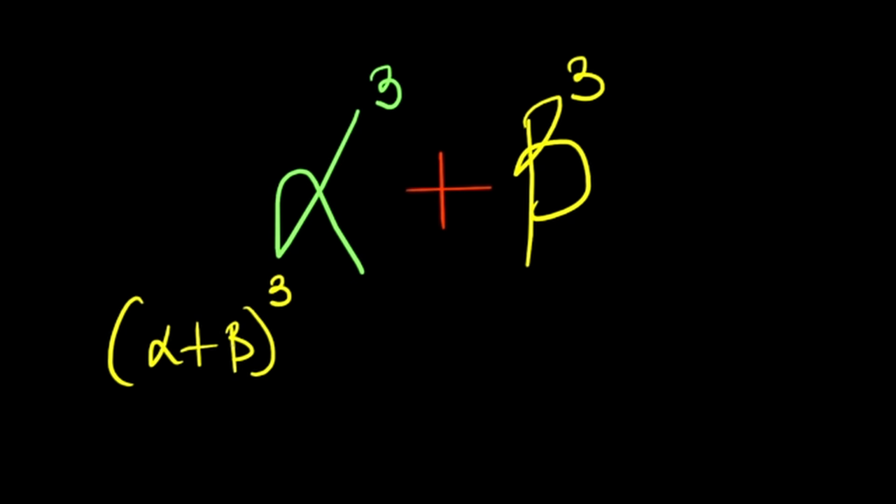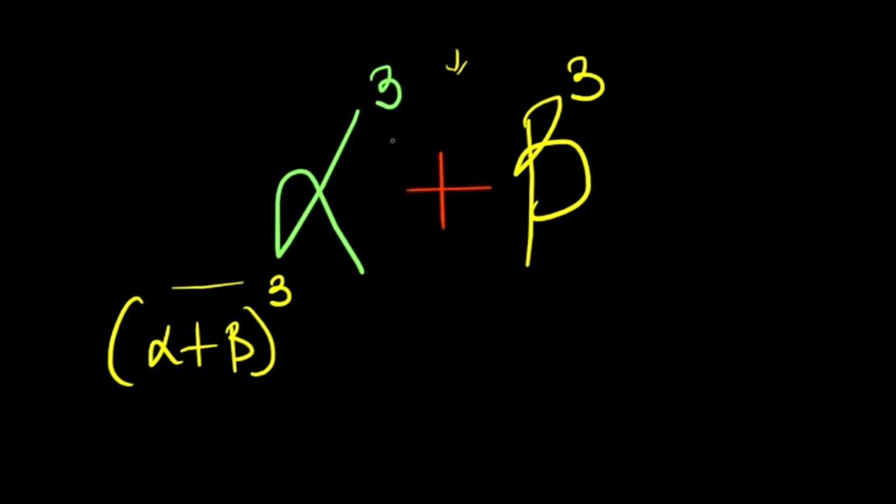Now, this strategy works whether it's alpha squared plus beta squared or alpha to the power of 4 plus beta to the power of 4. It's always going to work, right? Put them in bracket and raise them to the power of 3, then expand. When you expand this right now, you are going to get this right here, okay? If you expand alpha plus beta to the power of 3, you are going to get this here.